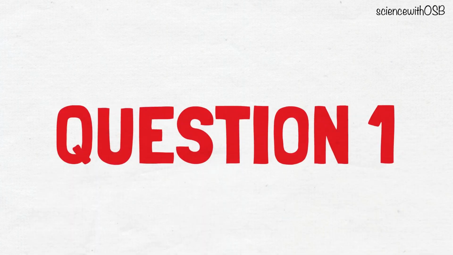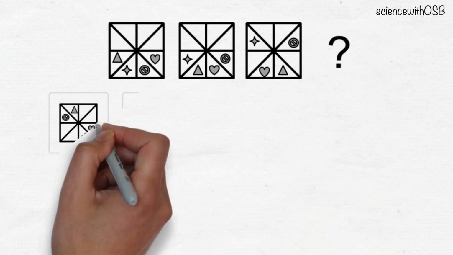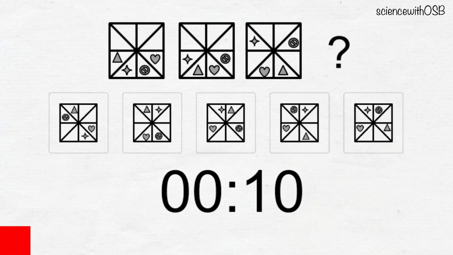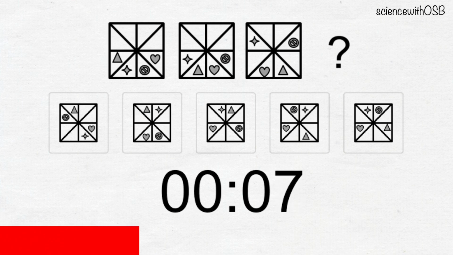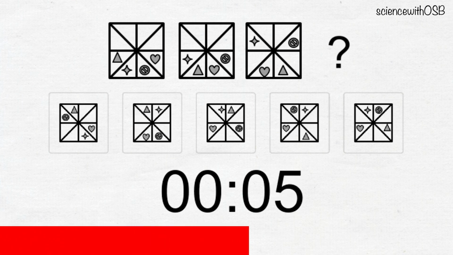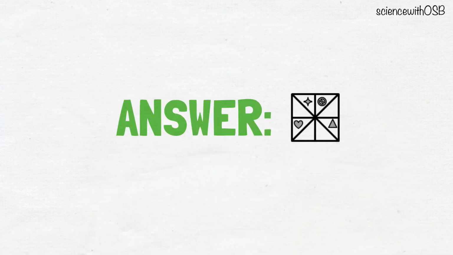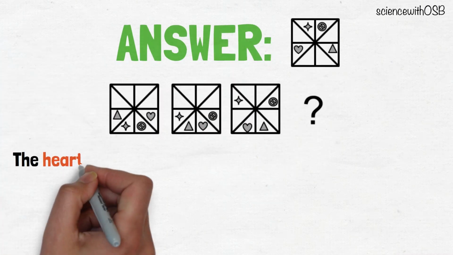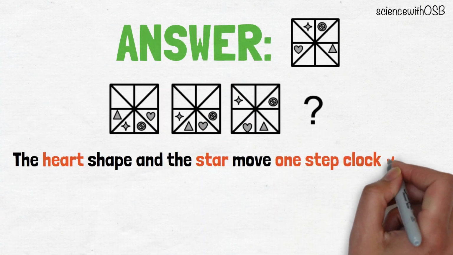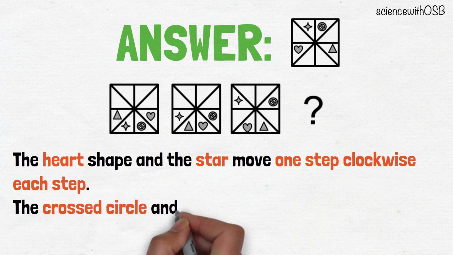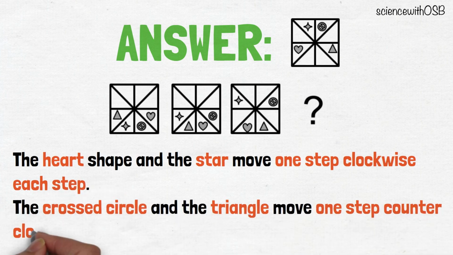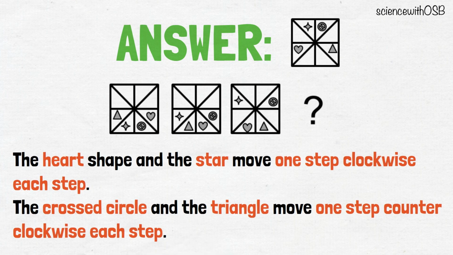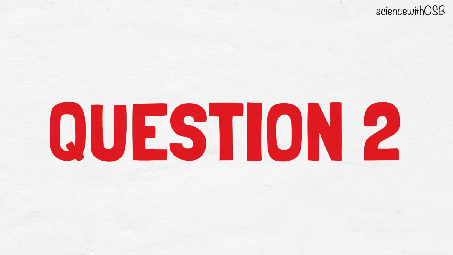Question number 1. Choose the image that completes the pattern. The correct answer is 5. The heart shape and the star move one step clockwise each step. The crossed circle and the triangle move one step counterclockwise each step. Great! Question number 2.